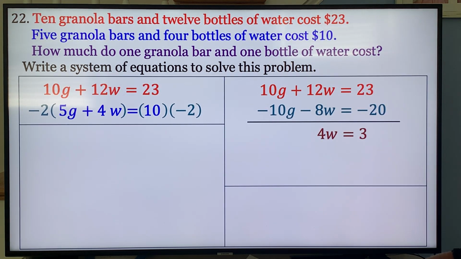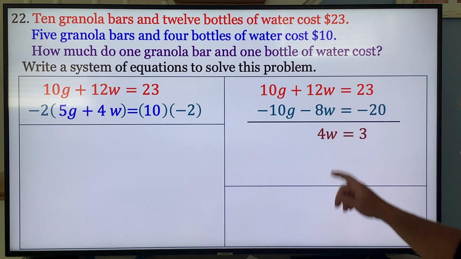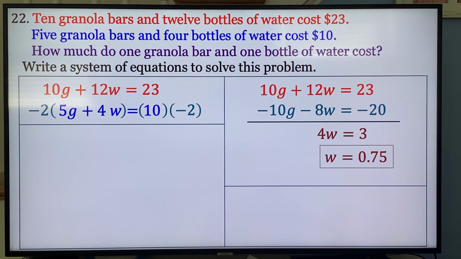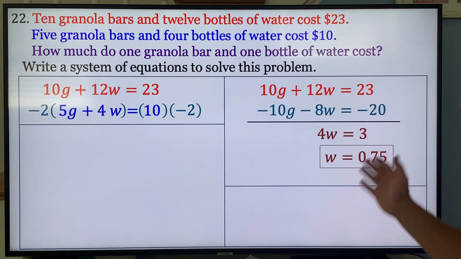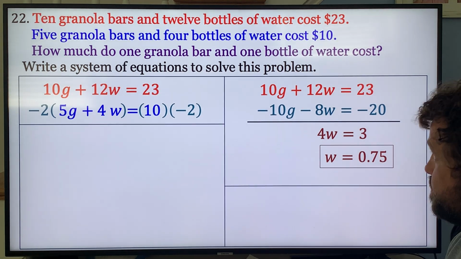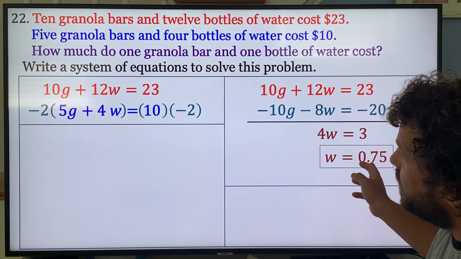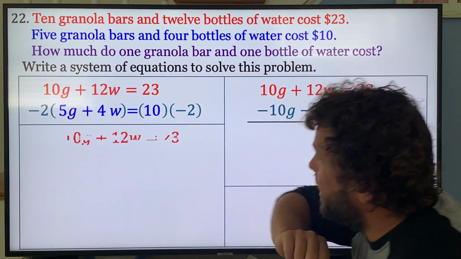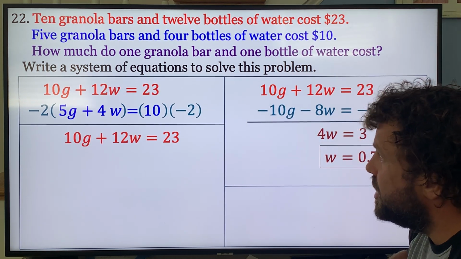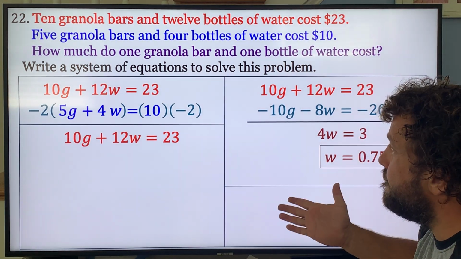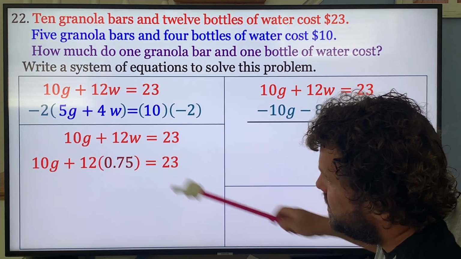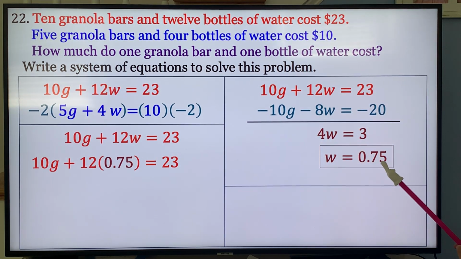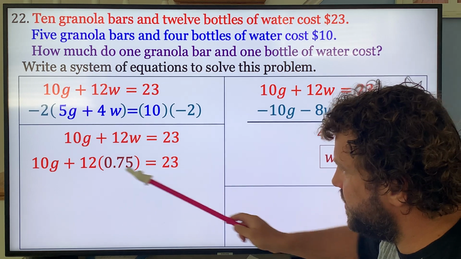12 minus 8 is 4W equals 3. W equals 3/4 or 0.75, 75 cents. Take your W. We're going to plug it back into the original equation to get what G equals. 10G plus 12 times our W, which is 0.75, is 23.